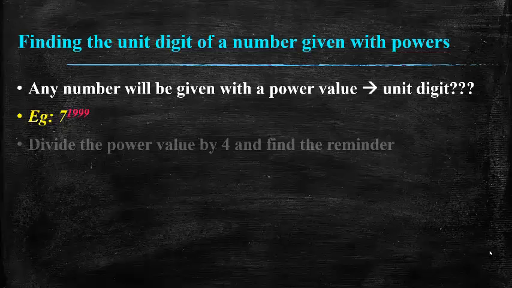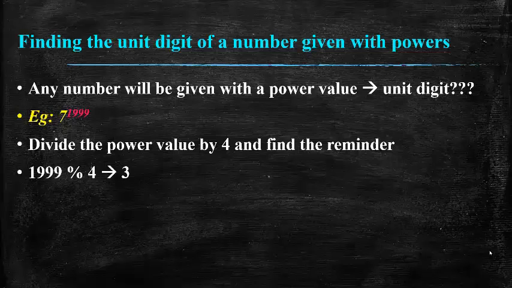So the next step here is we have to take the power value and divide that power value by 4, and you have to find the remainder. So whenever you are given a power value, you have to divide the power value by 4 and identify the remainder. In this particular scenario 1999 divided by 4 gets a remainder of 3, and 7 has to be raised to the power of this 3. So 7 cube will give me a value of 343.